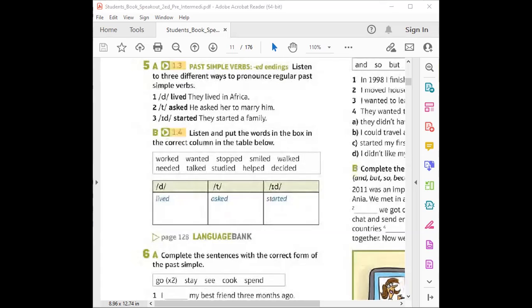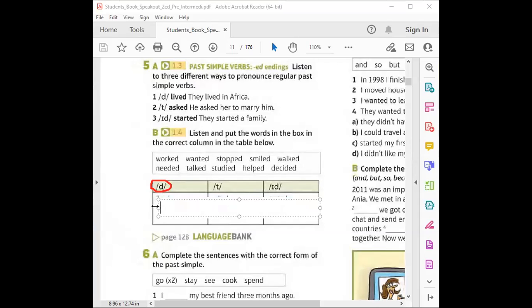Now, did you get them all? If you want, we can listen again. Do you want to listen again? No need. Now, let's just divide them into the categories. I want you to tell me what verbs did you hear with the D sound at the end?